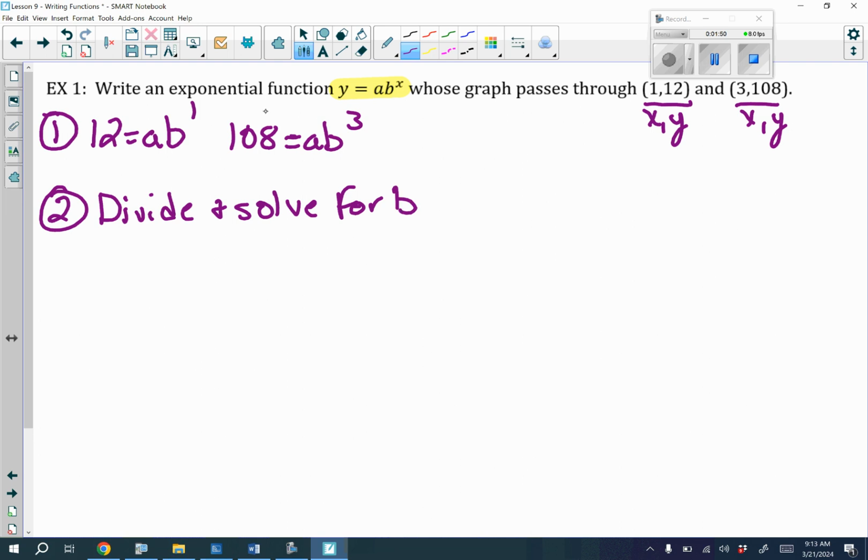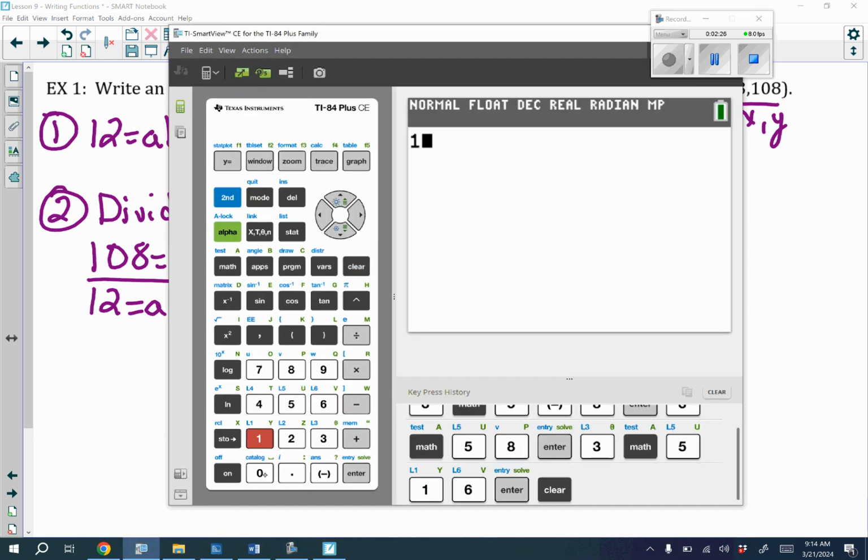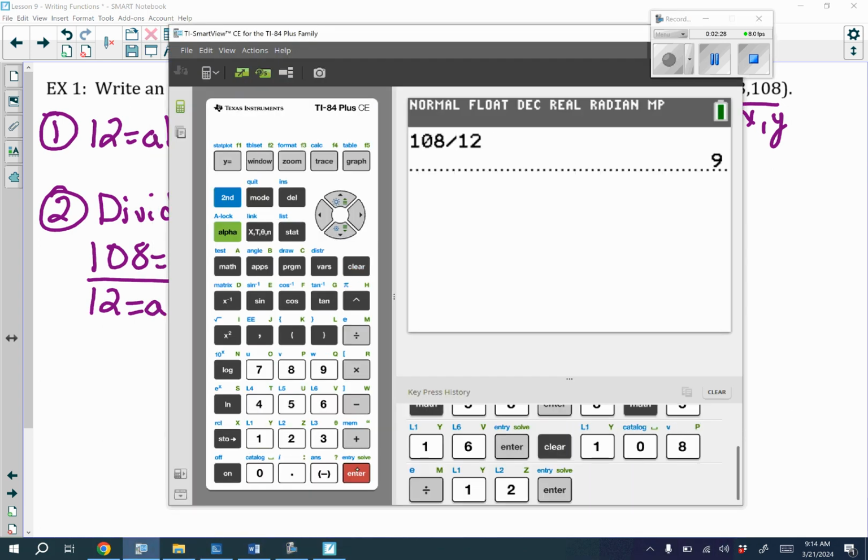Now, I'm going to take the function that has the higher exponent. So this is the 108 equals a times b to the third, and that's going to be on top of my fraction here. So whichever b has the higher exponent, that goes in the numerator. The other one goes into the denominator. Now we go ahead and divide. So we do 108 divided by 12. Of course, you can just plug that into your calculator. So we do 108 divided by 12, and that gives us 9.